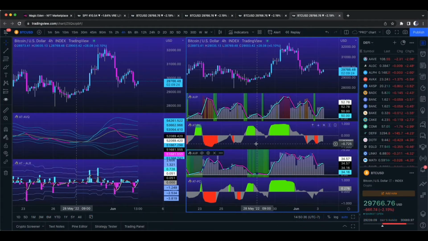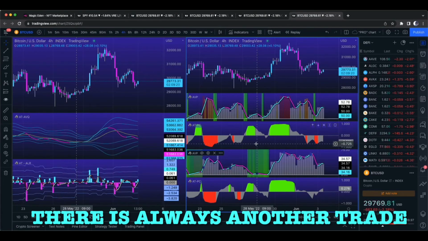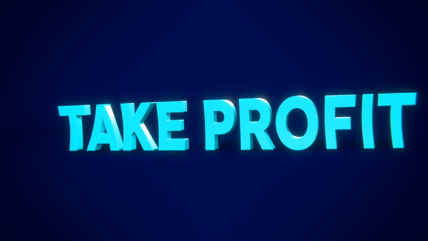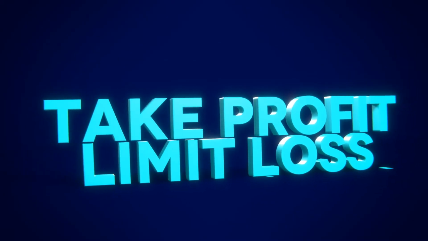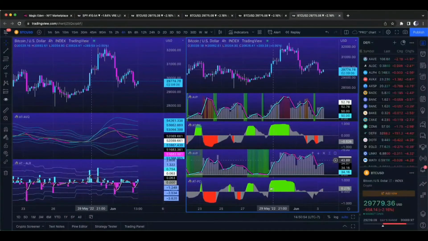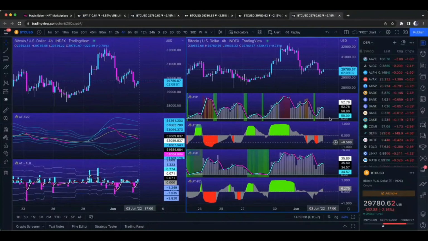There's another trade coming right behind that one. So that's going to build P&L big time. When you're taking profit, limiting loss, and you're not emotionally attached to those trades, that's what's going to allow you to do the first two things. But that's how volatility works. And that cheat sheet, MJ will dig it up or somebody. That's how the volatility works.